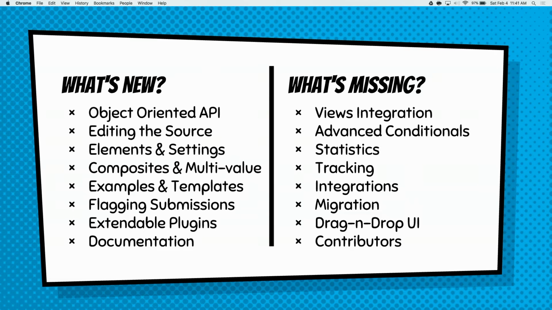That's been extended a lot. There's also composite elements out of the box. Composites means like an address field where you can collect a street, city, state, zip, country in one element. There's also support for multiple values, which is similar to Field API where you have to add more, and I'll demo that. And then there's these things I'm doing with examples and templates to help people get started to understand what's going on.